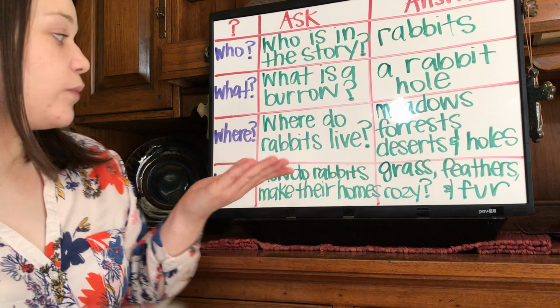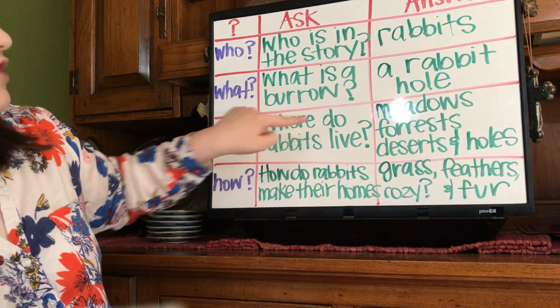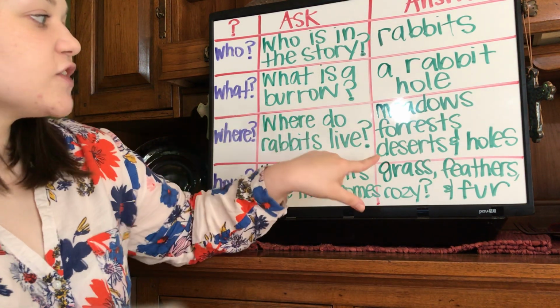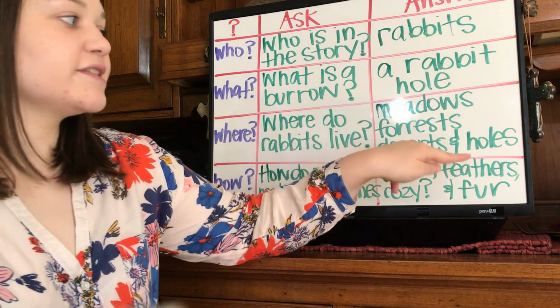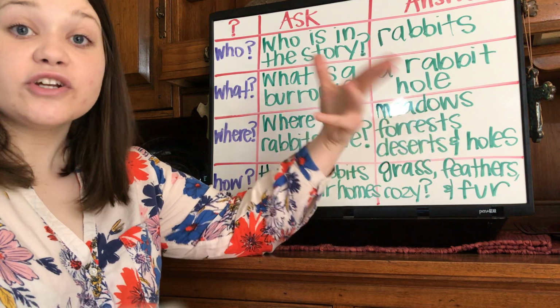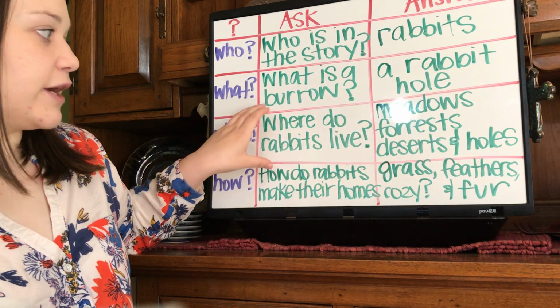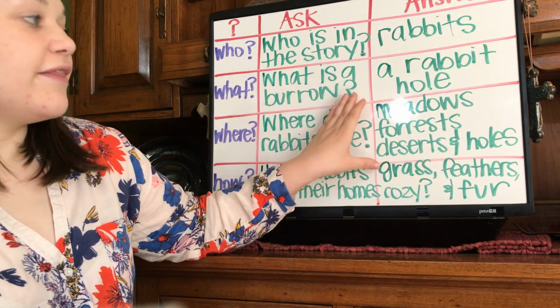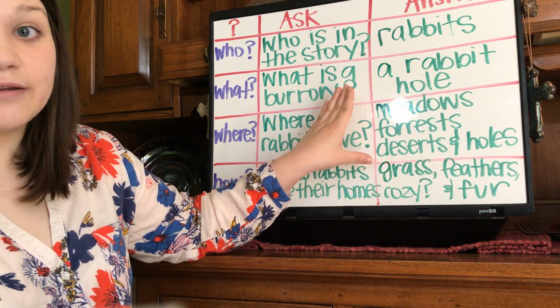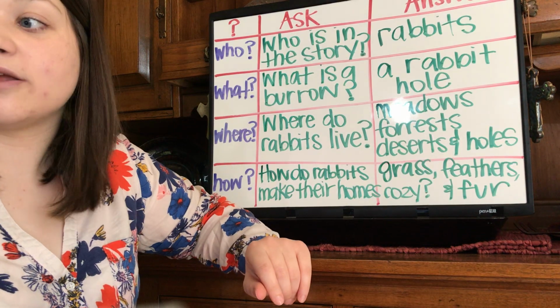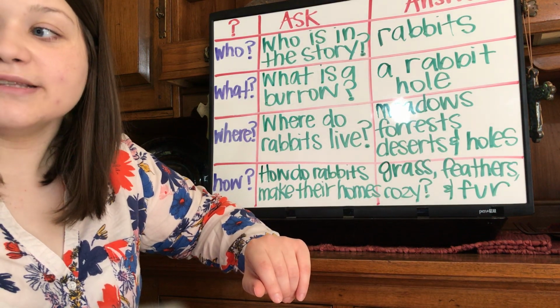So we already have a where question. We said, where do rabbits live? And here's our information from our article. They live in meadows, forests, deserts, and holes. So your job is going to be to take this information, where do rabbits live? And the answer, and put it into complete sentences on page 16. So when you scroll down to page 16, you'll see that you have some lines, and you can use those to write your answer.